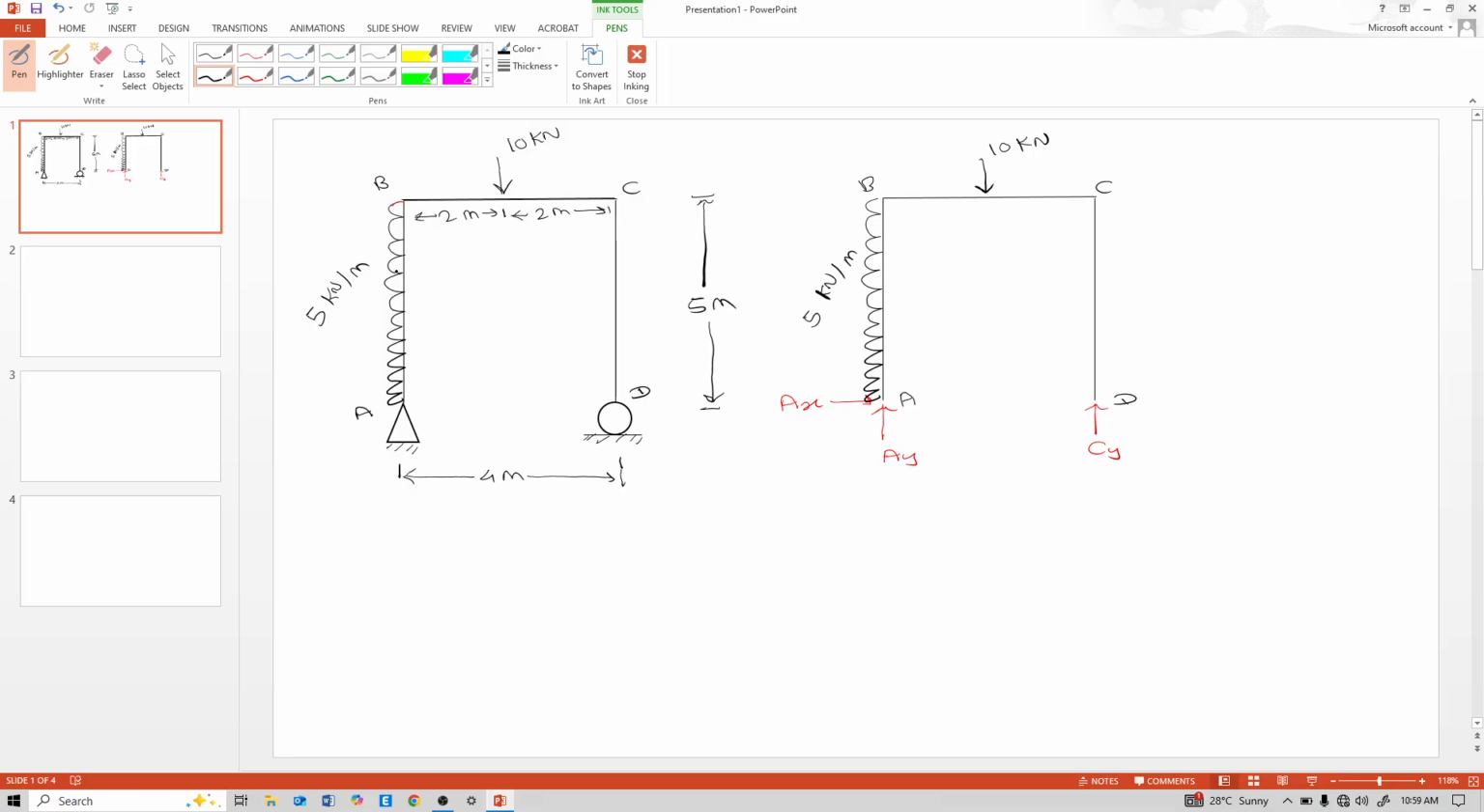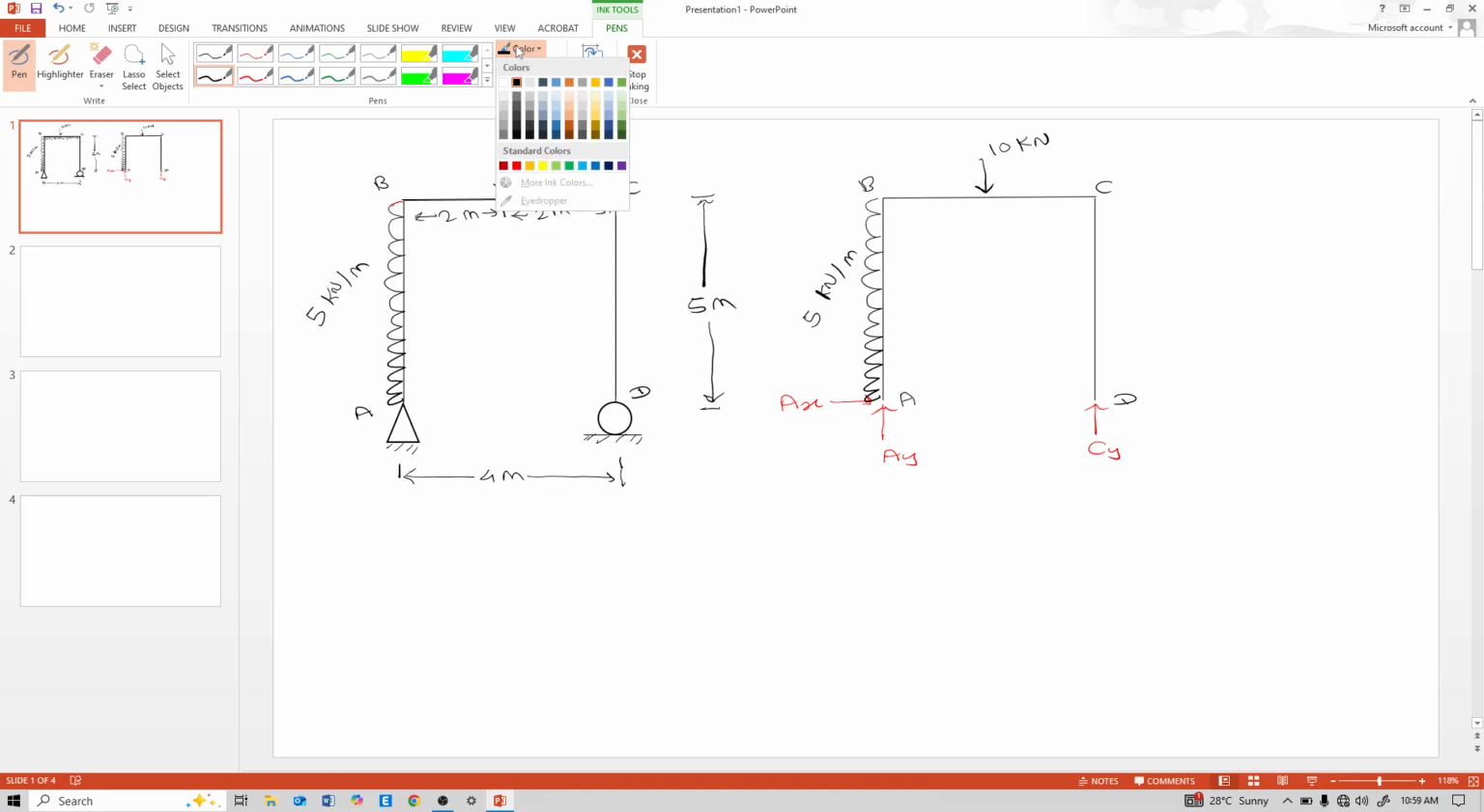See this element AB, the vertical element. On this vertical element AB, a 5 kN per meter uniformly distributed load acts. And the total length of this AB is 5 meter. Now see this BC element. The total length of this BC element is 4 meter and a load of 10 kN acts downward. And on this CD element, there is no load. The length of this CD element is 5 meter.